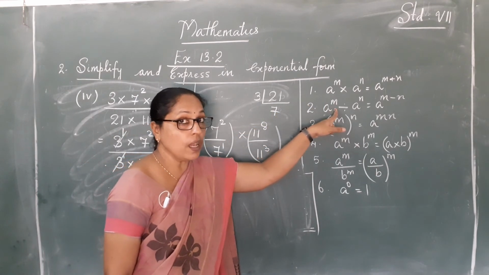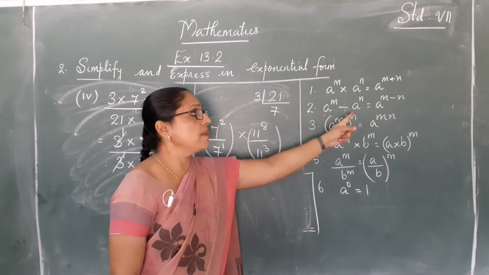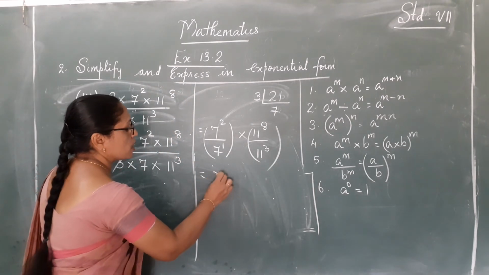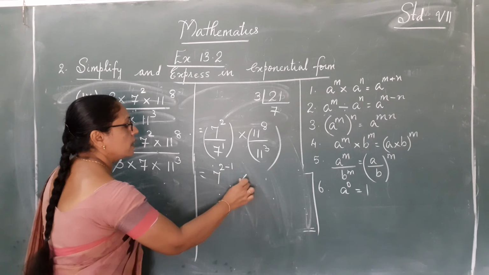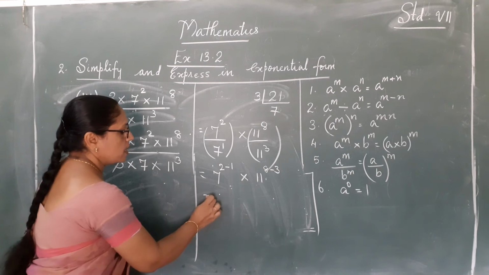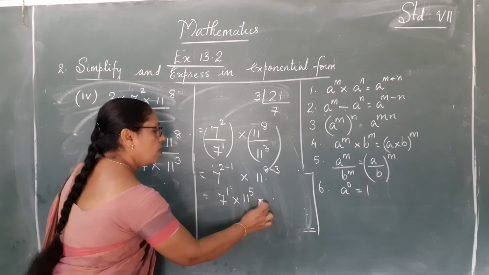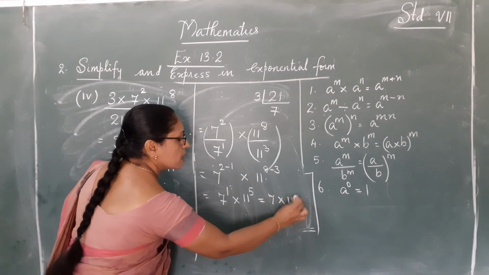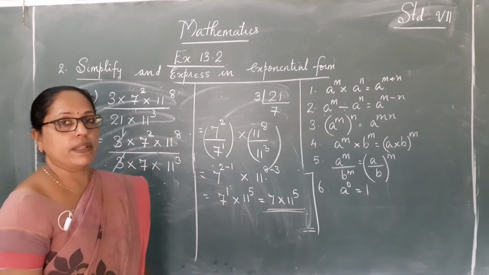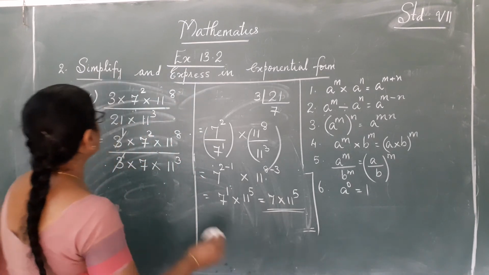Okay. So now the bases are same and it is division. Here comes the second law. Repeatedly learn the law. A raised to m divided by a raised to n is equal to a raised to m minus n. So 7 raised to 2 minus 1 into 11 raised to 8 minus 3. So it is 7 raised to 1 into 11 raised to 5, or 7 into 11 raised to 5. When the power is 1, we can simply write the base as it is. 7 into 11 raised to 5.